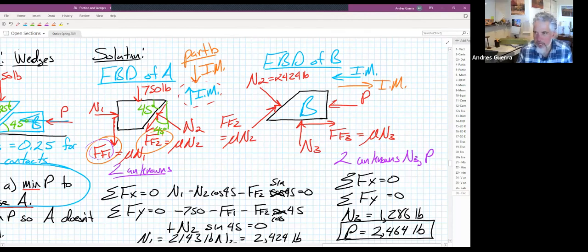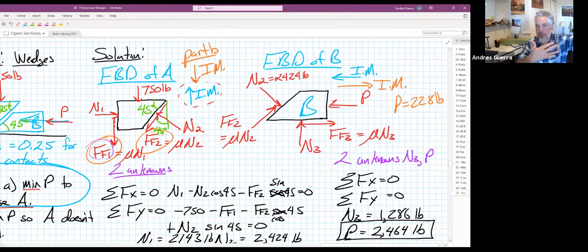And for part B, we're going to find that for P, we only need 228 pounds. So to hold everything in place and prevent it from falling, we only need to apply 228 pounds. But to overcome all those frictional forces and be on the verge of sliding up, we need a lot more than the 750 pounds that are applied to that wedge there at B.